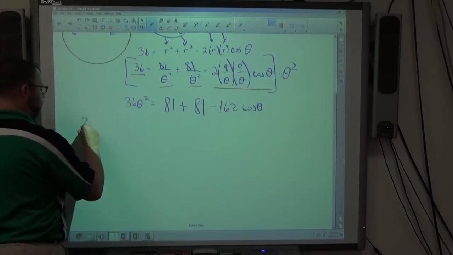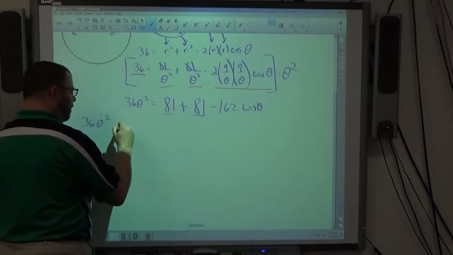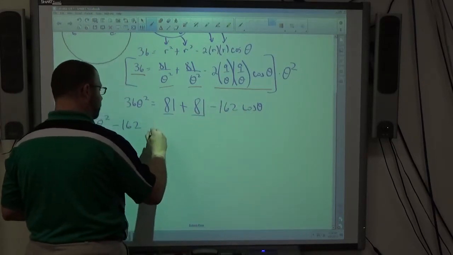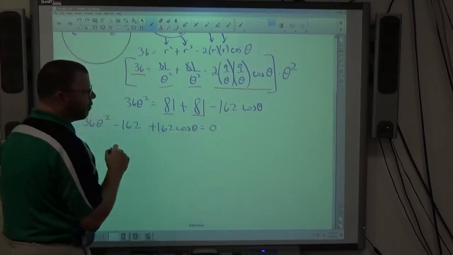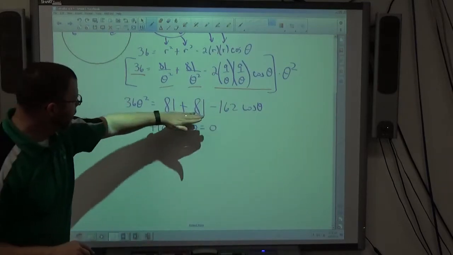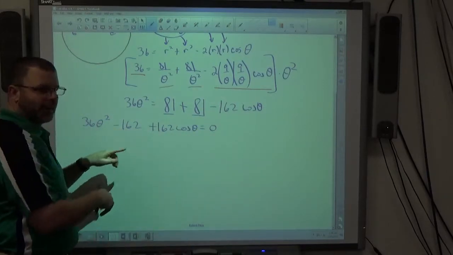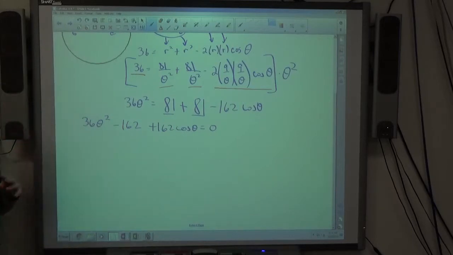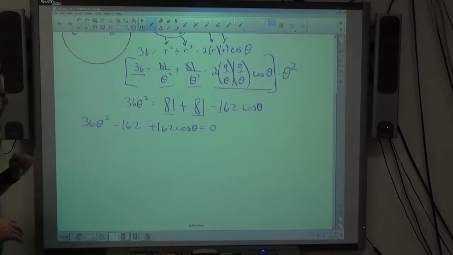So 36 theta squared is perfectly fine where it is. Plus 81 becomes minus 162. Minus 162 cosine of theta becomes plus 162 cosine of theta equals 0. And be careful with the law of cosines. These are constants. This is attached to the cosine, so subtraction is not possible there. A lot of times these end up being the same number in a situation like this, and it's really tempting to say, oh, the 162's cancel. But the cosine is attached to that one. There's no cosine attached to that, so subtraction is not possible.